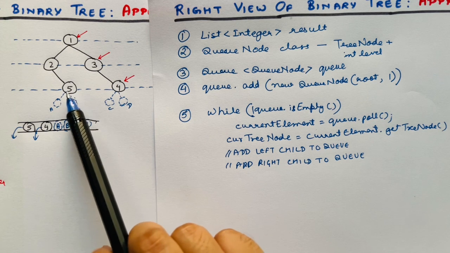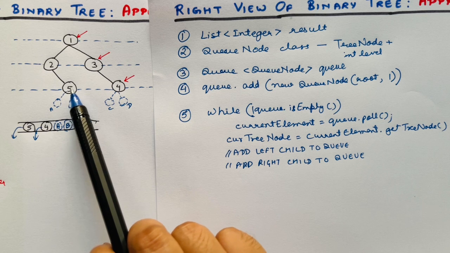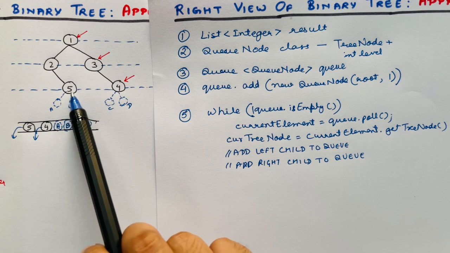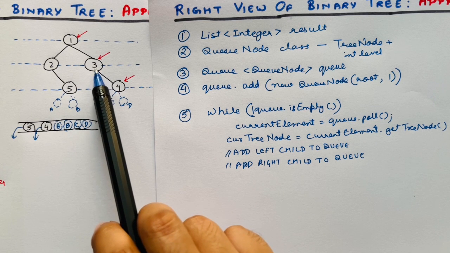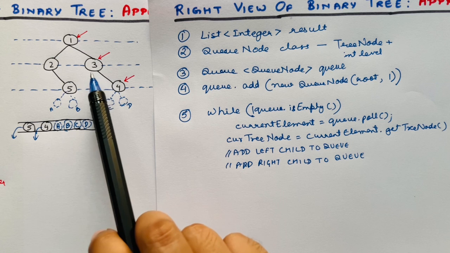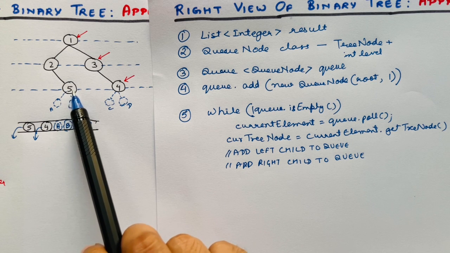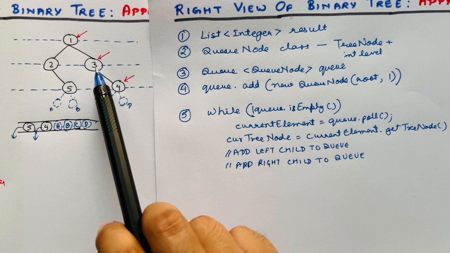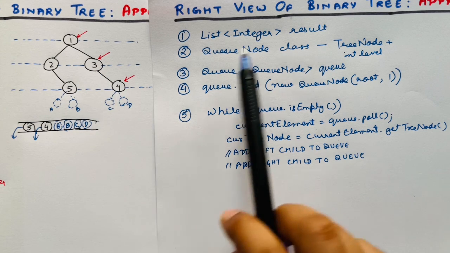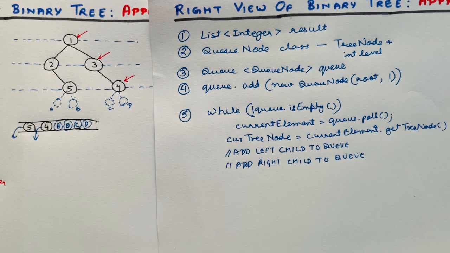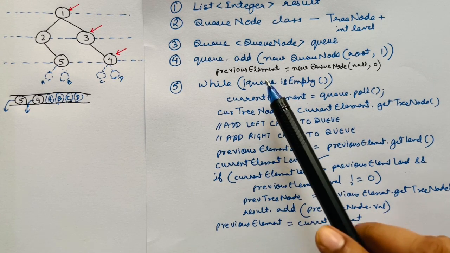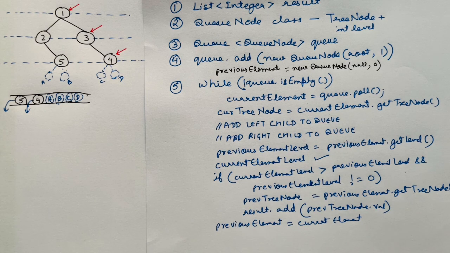Consider here, if we have come here 5, its level will be 1, 2 and 3. Its level will be 3. Now 3 is greater than 2, which was the previous element, 3 here. Therefore this is starting a new level, and therefore we should note down this previous element because that will be part of our result. This means we need another variable, previous element, to track the previous element.